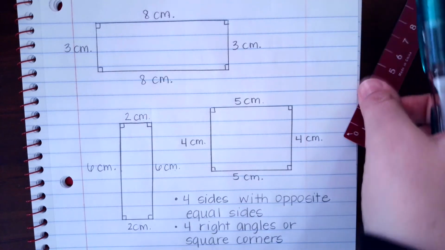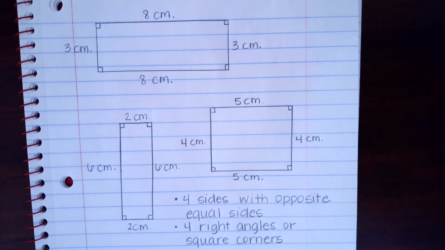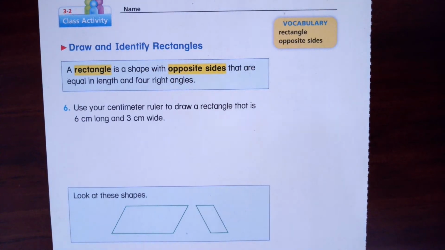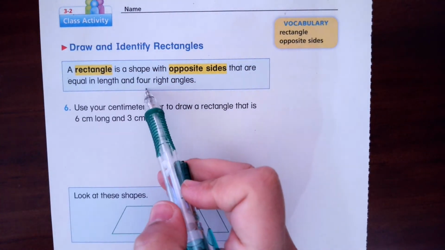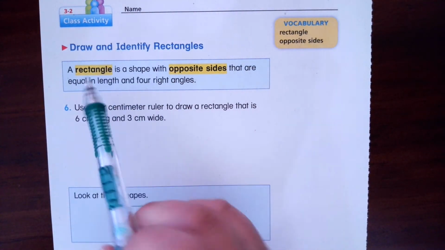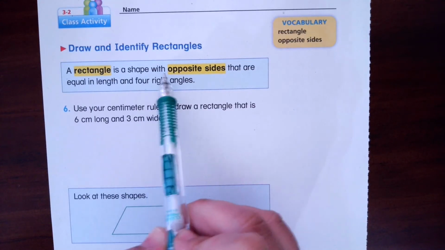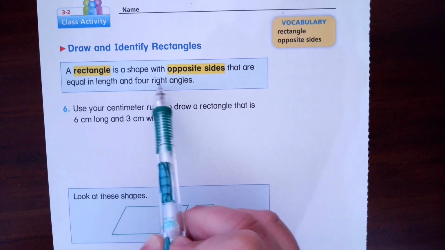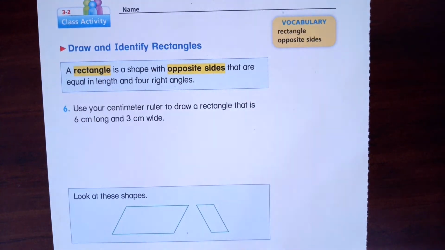So let's jump into our math book. You need for this lesson a pencil, your centimeter ruler, and page 122. All right, so here we go. It reminds us of the definition of a rectangle. It says a rectangle is a shape with opposite sides that are equal in length and 4 right angles. So, of course, we know that.